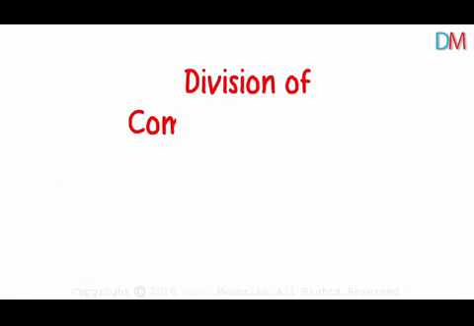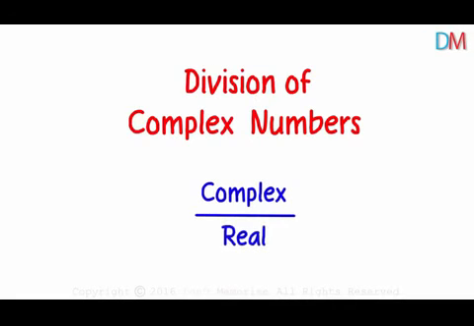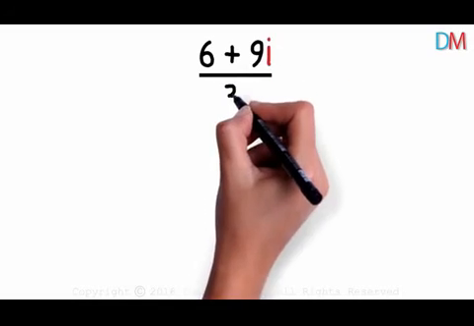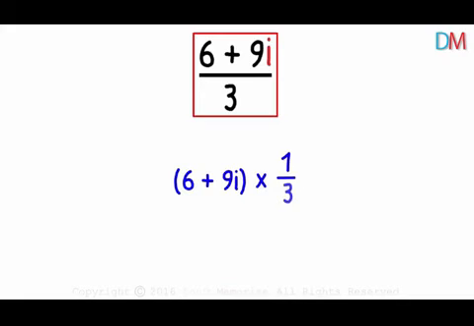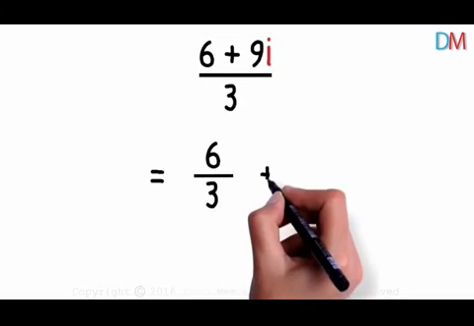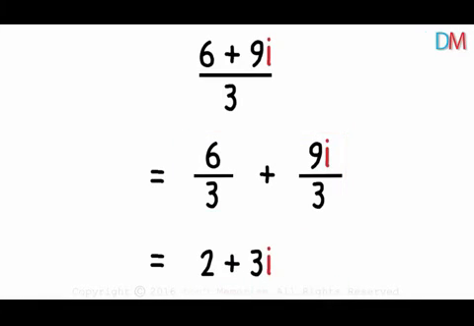Let's look at division of a complex number by another. Before we move on to complex over complex, let's see an example of complex over real. Is 6 plus 9i divided by 3. This should be easy. We know that dividing a number by 3 is equivalent to multiplying by 1 over 3. Hence, dividing 6 plus 9i by 3 is equivalent to multiplying 6 plus 9i by 1 over 3. We get 6 over 3 plus 9i over 3. That will equal 2 plus 3i. So dividing a complex number by a real number is easy.